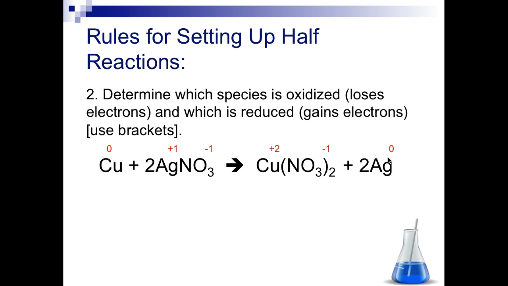The next step you want to do is determine which species is being oxidized, or losing electrons, and which species is being reduced, gaining the electrons. So let's look at that. Our copper is being oxidized because it lost 2 electrons, and the silver is being reduced because it gained an electron.